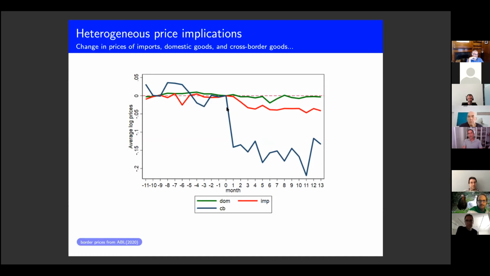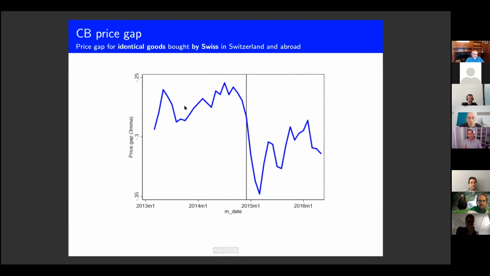The prices in euro didn't change much in Germany. So the prices move. This is identical goods that they're buying in Switzerland and in the cross-border countries. They fell much more. Let me tell you a bit more about this. So this is the price gap for the cross-border purchased goods. We look at identical items purchased both in Switzerland and abroad. You see that on average, prices in the European countries, in the border countries, are cheaper.